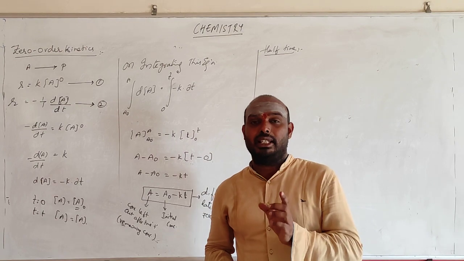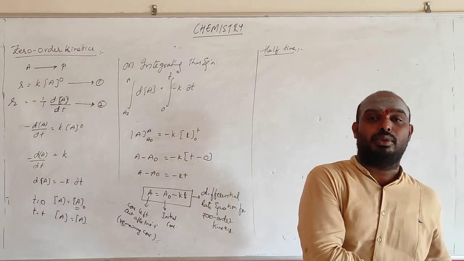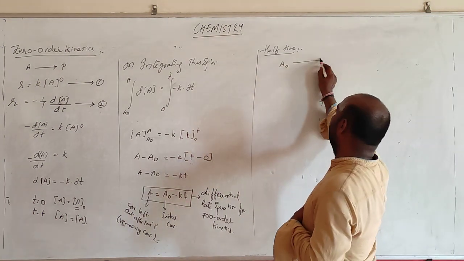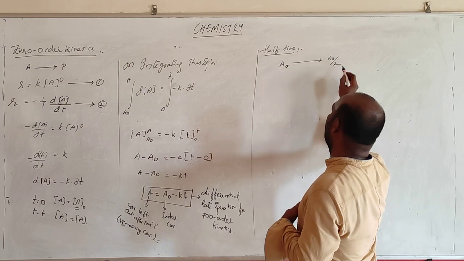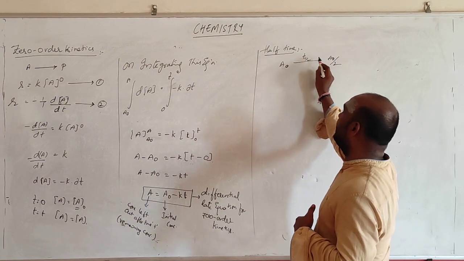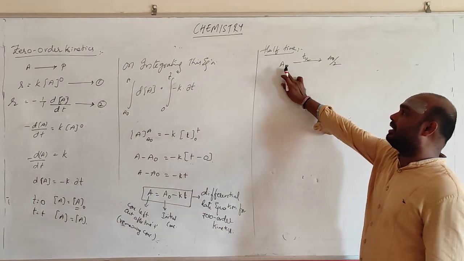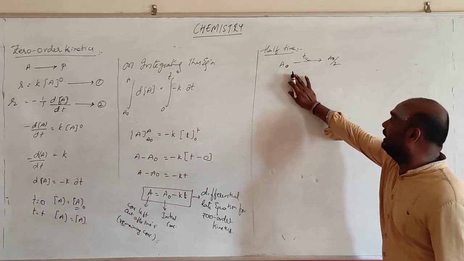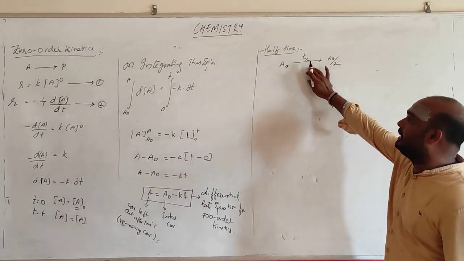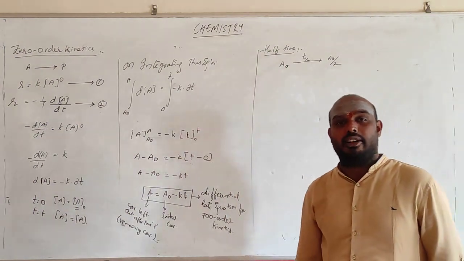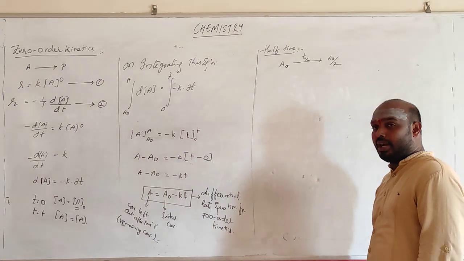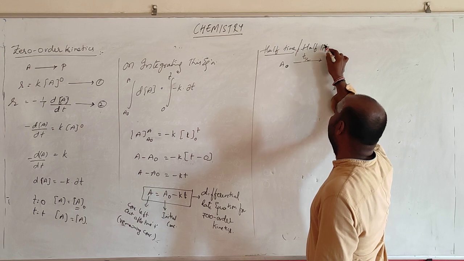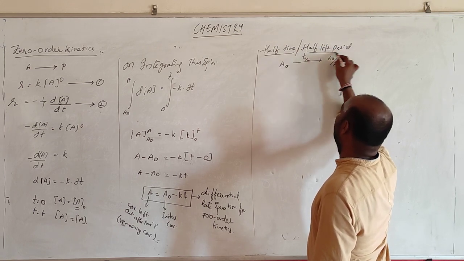The time taken for the conversion of a compound into half of its amount is called T half. Suppose the initial concentration is A naught, so it should get converted into A naught by 2. That time is called T half. The time required for the conversion of the compound into half of its amount, that half conversion time is called half time or half life period. Both are the same.